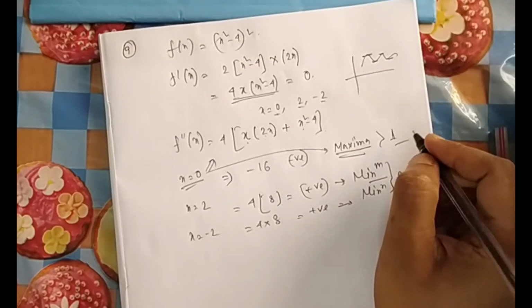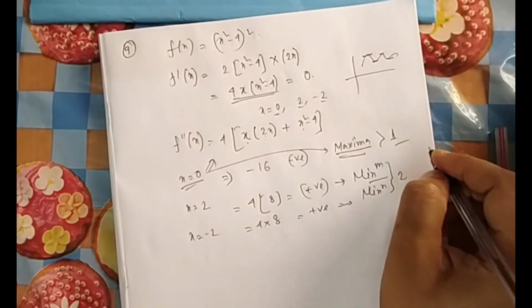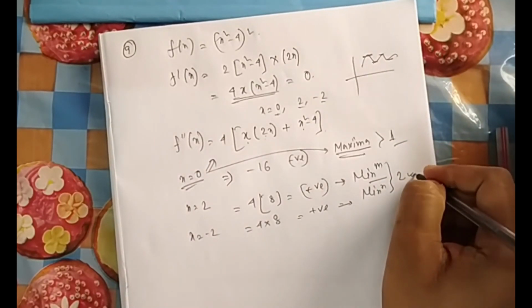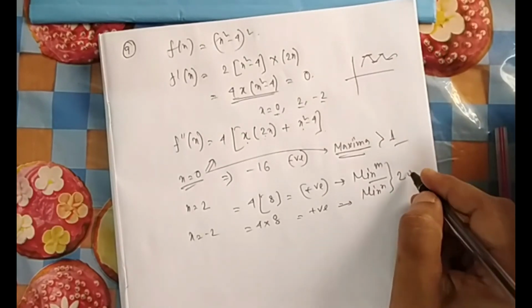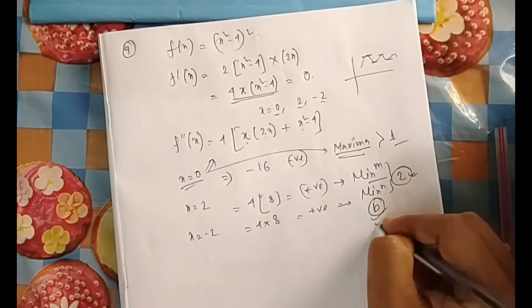So option A, only 1 minima, is not the answer. Only 2 minima, okay, this is the answer. 3 minima, no. 3 maxima, no. So this is the answer, B, only 2 minima.